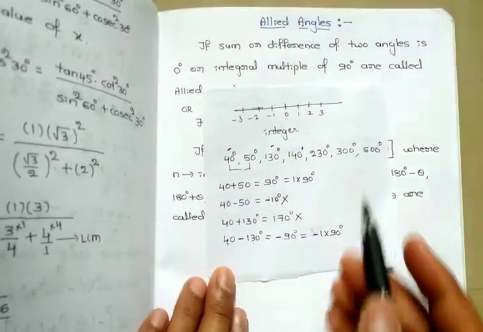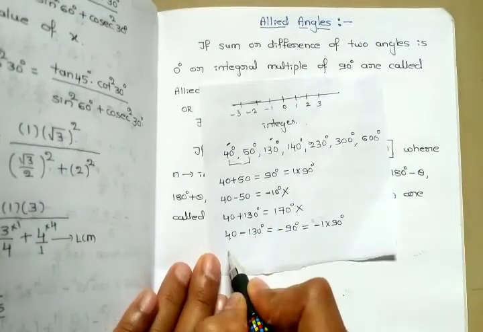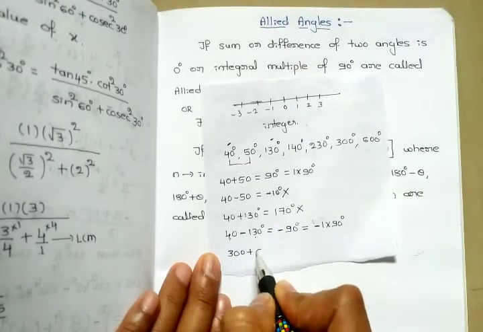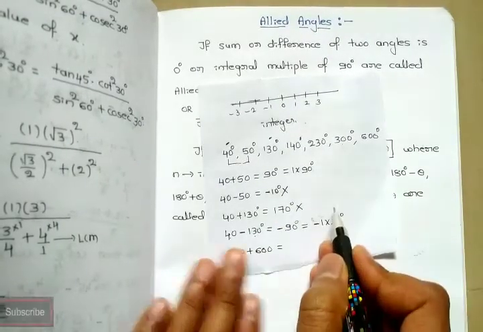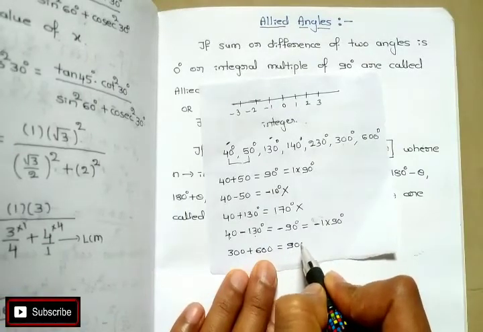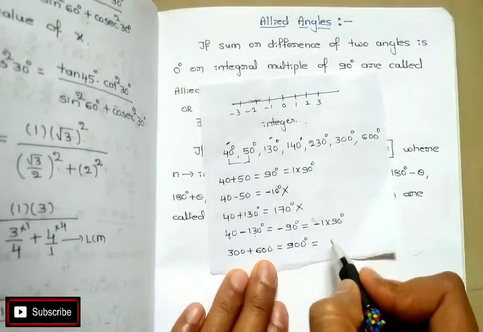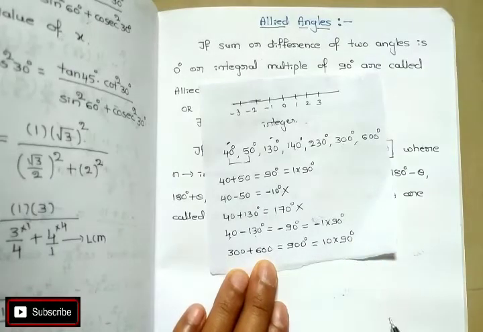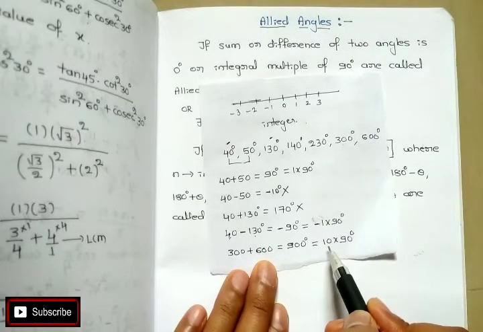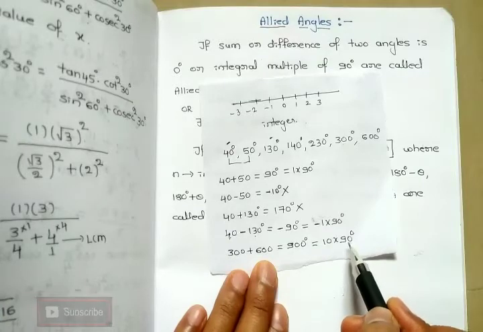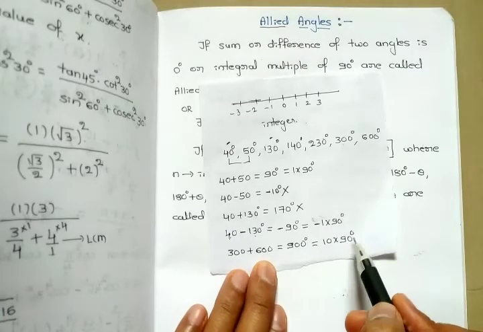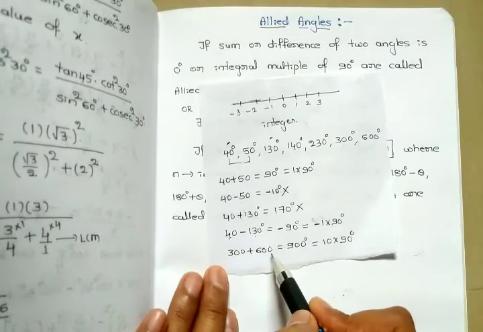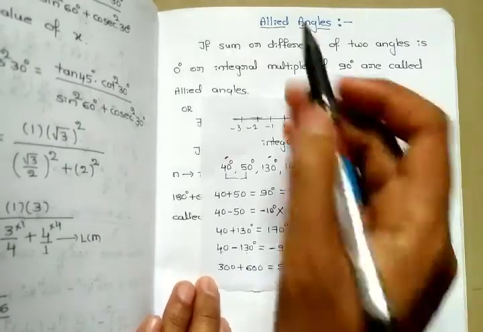Again, one more last example, 300 degree plus 600 degree. If I add these two, how much will I get? 900 degree. 900 degree can be written as 10 into 90 degree. Again 10 is an integer number, so it is an integral multiple of 90 degree. So such angles are called allied angles.